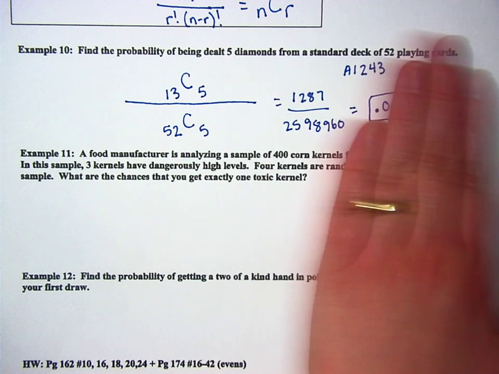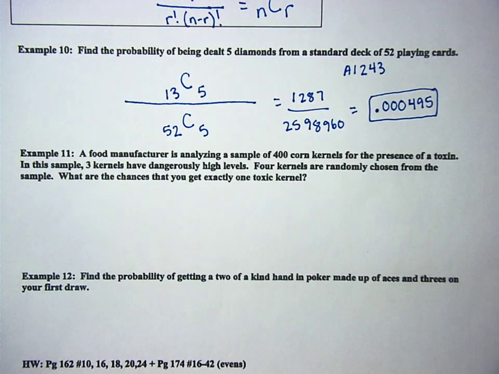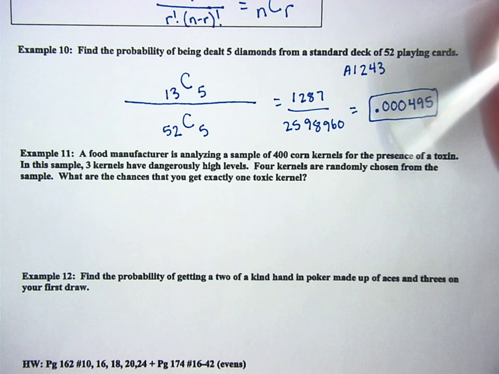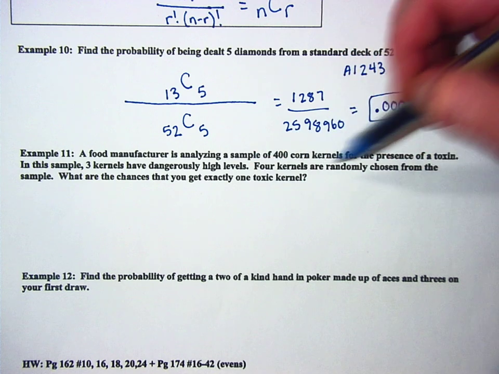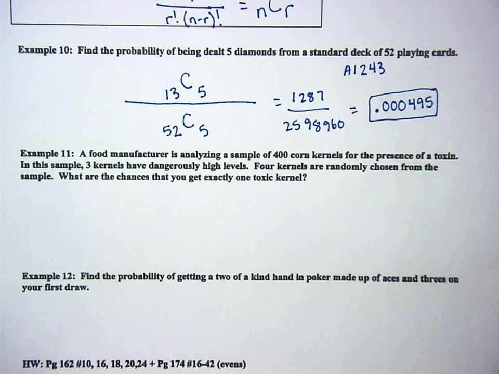So if you are playing cards with somebody and you happen to draw 5 diamonds in a row, the chances of you doing that is 0.04% or 0.000495. A food manufacturer is analyzing a sample of 400 corn kernels for the presence of a toxin. In this sample, 3 kernels have dangerously high levels. 4 kernels are randomly chosen from the sample. What are the chances you'll get exactly 1 toxic kernel?